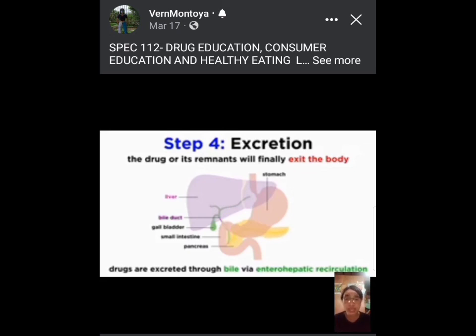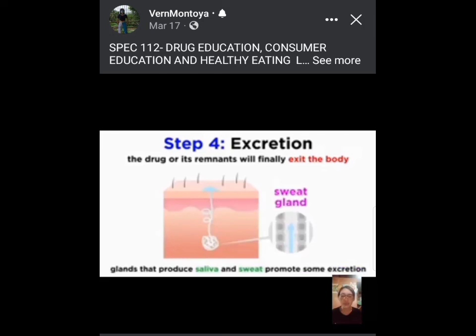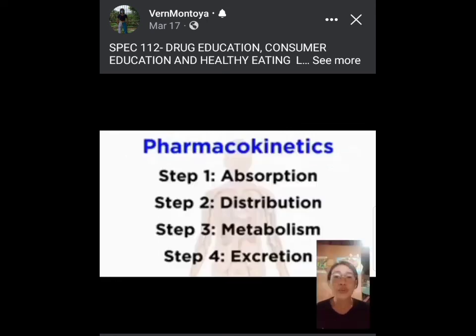Bile is recirculated back to the liver via enterohepatic recirculation, whereby most of the drug can then be excreted by the kidneys, and the rest will exit in the feces. And as we said, glands that produce fluids such as saliva and sweat can also promote excretion, but this method tends to be less effective. And with that, we have traced the journey of a drug into the body, around the body, and out of the body, which gives us a basic understanding of pharmacokinetics.